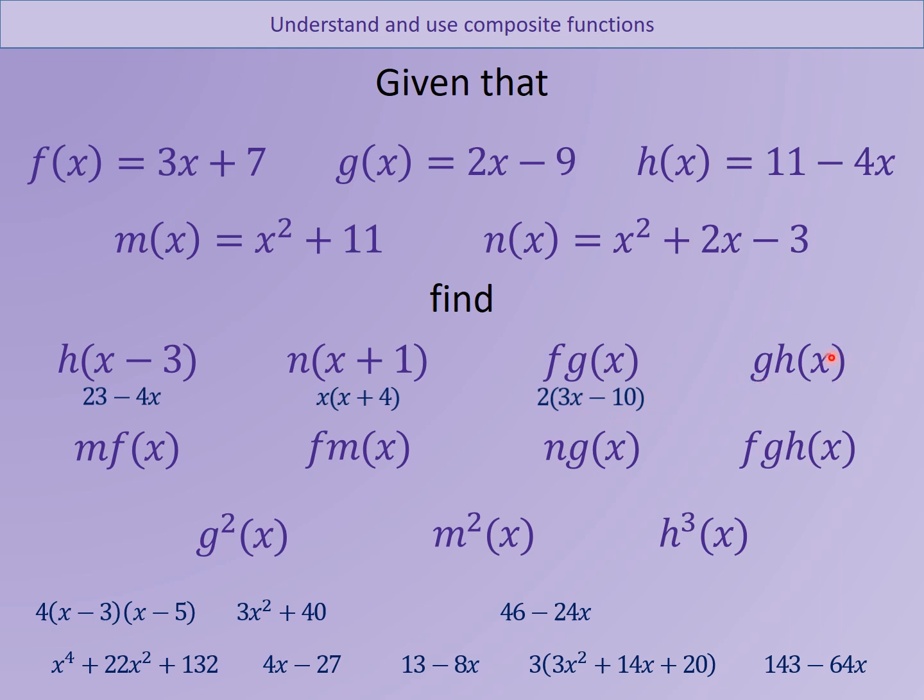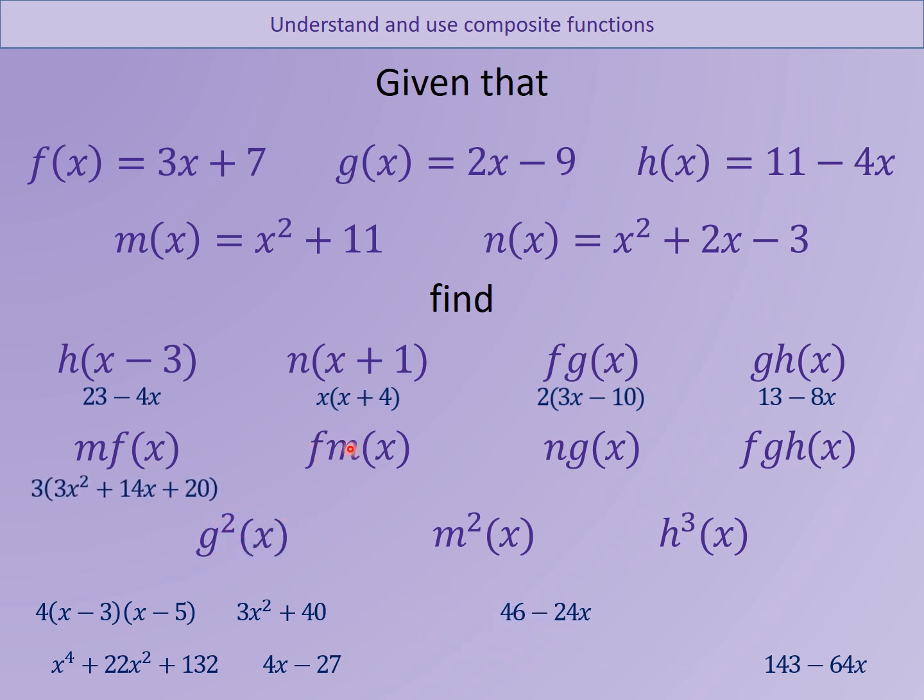g of h of x, so you take the h function, there it is, 11 minus 4x, you stick it in there, and what do we end up with? 13 minus 8x. Okay, what next? f of f of x, so that's taking the f function, 3x plus 7, and substituting it in there, so it's 3x plus 7 squared plus an extra 11, gets us this bit just here.